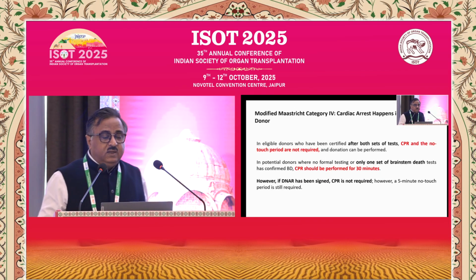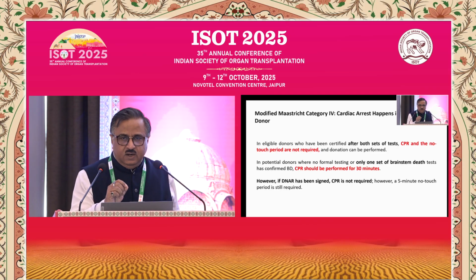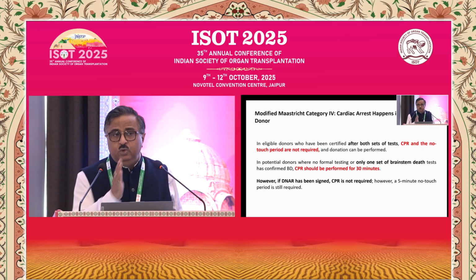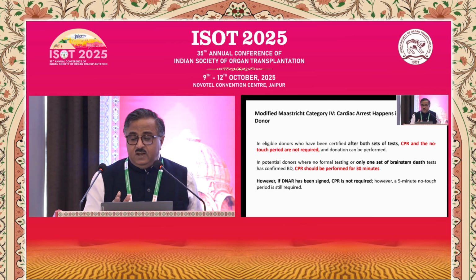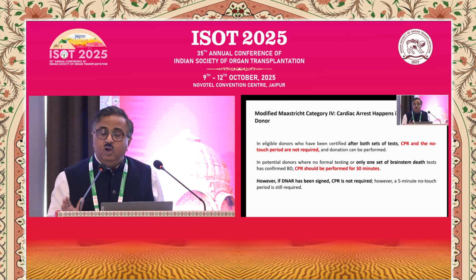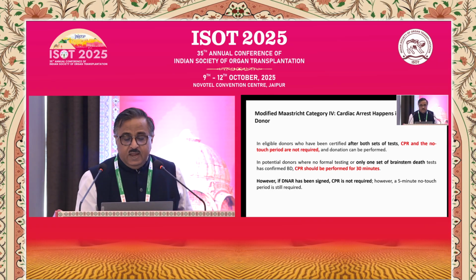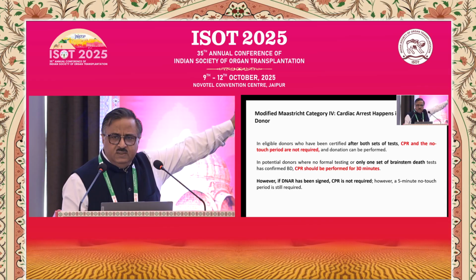And the third one is class 4, which is the most tricky one. Cardiac arrest happens in a brain dead donor. So a brain dead patient is already there and cardiac arrest has happened. Now what do you have to do? In an eligible donor who has been certified after both sets of tests, you know that we do 2 sets of apnea tests and then we declare. So CPR and the no touch period are not required here. Here things are a little bit different. Donation can be performed, because here consent and all these formalities are already clear.